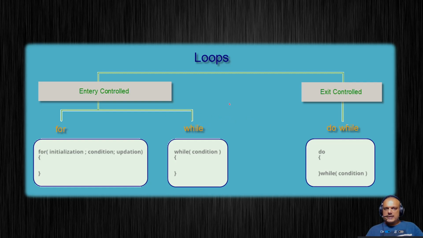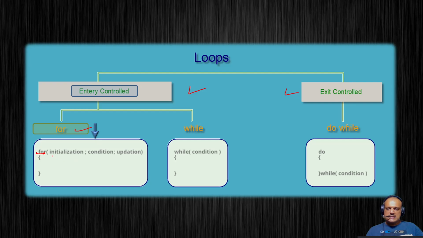So basically in C we have two kinds of looping statements. First is the entry controlled looping statement, and then the exit controlled. In the entry controlled looping statements we have the for loop, and then we have the while loop. Look at the syntax of the for loop. The for loop follows a syntax just like an if, but instead of an if I have a for.